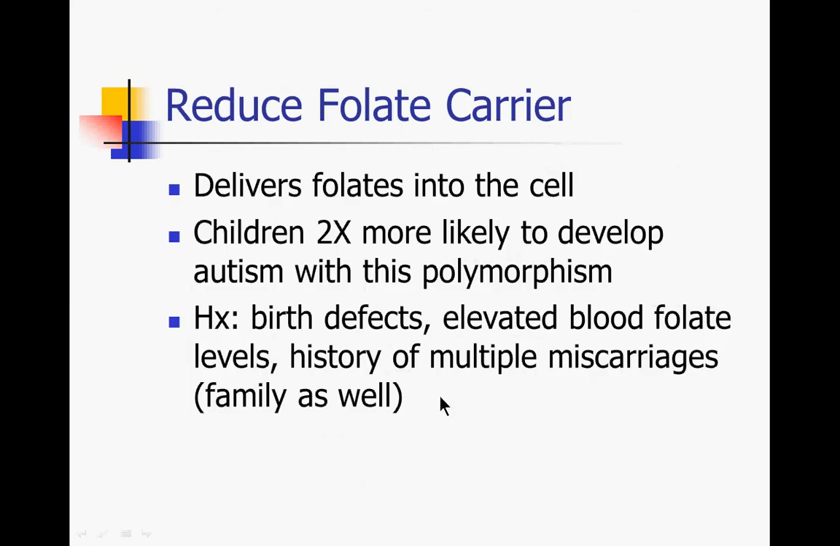So the reduced folate carrier delivers folates into the cell. So if this is abnormal, children are 2 times more likely to develop autism with this polymorphism. And what we find in my history is a history of birth defects in siblings and even in the child themselves. I see elevated blood folate levels that I can test children for. I also see in history multiple miscarriages in mother or in sisters or in grandmothers.